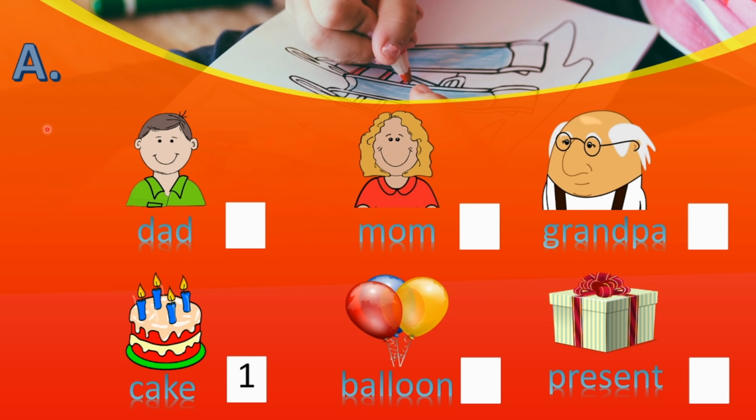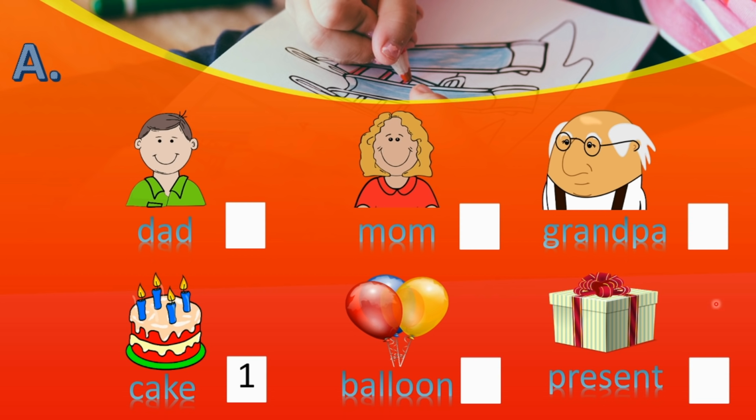We will have our activity letter A. So first, I will teach you how to read the words. Okay, let's begin. Dad, dad. Mom, mom. Grandpa, grandpa. Cake, cake. Balloon, balloon. Present, present.